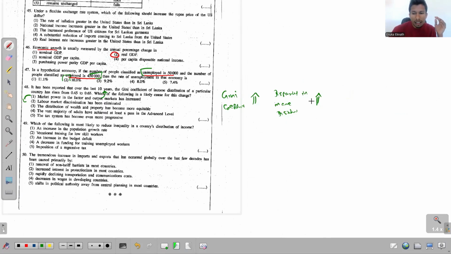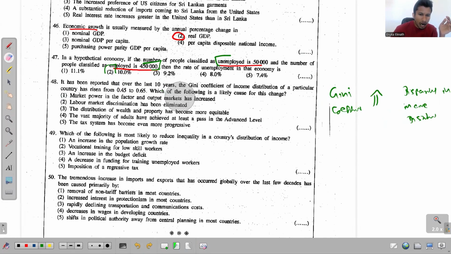The disparity in the economy will increase, and when that increases, even the Gini coefficient increases, right? So the answer for this question 48 must be the first one, but we will go through the other options as well. The second one says labor market discrimination has been eliminated, which means there's no discrimination in the labor market. Now everybody has the potential to earn higher income. Then the disparity in the income distribution will be very much lower.